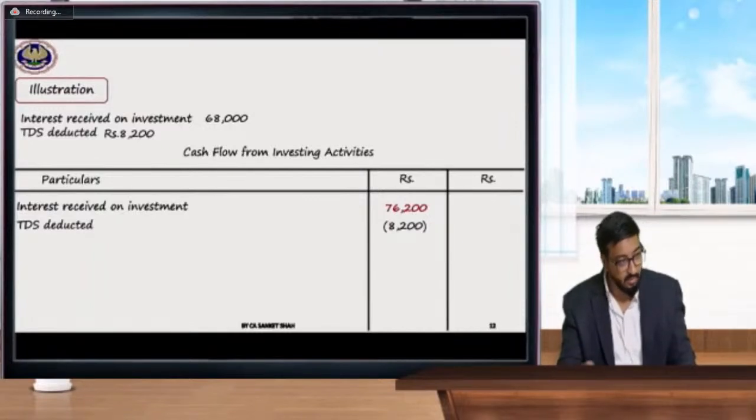Easy था, लिखना है आपको, लिख लीजिए. So next one is interest received on investment 68,000 and TDS deducted is 8,200. Yes, I will tell you where it is exactly. Show me your study material, beta. Study material दीजिए आपका. I think this question is there in the study material.